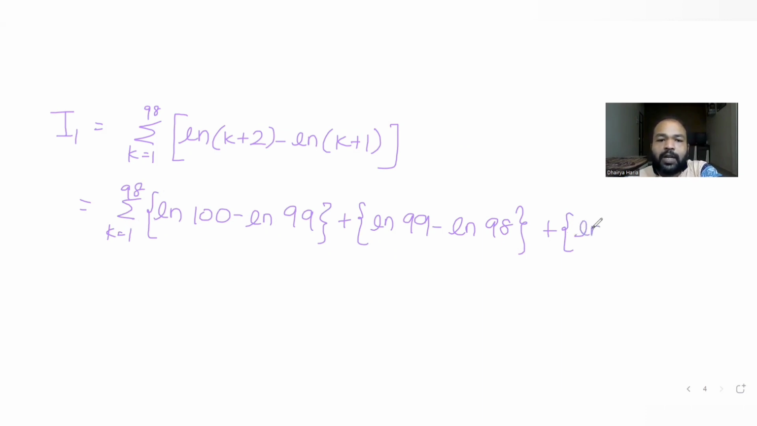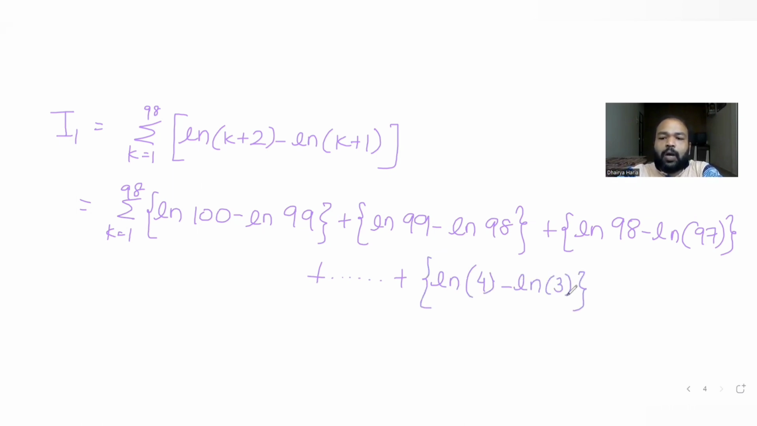if I put 96, it gets log of 98 minus log of 97. And it further goes on decreasing and decreasing. If I put k as 2, it becomes log of 4 minus log of 3. And if I put k as 1, it becomes log of 3 minus log of 2. So this is our entire expression which we have after putting all the values from k equal to 1 to 98.